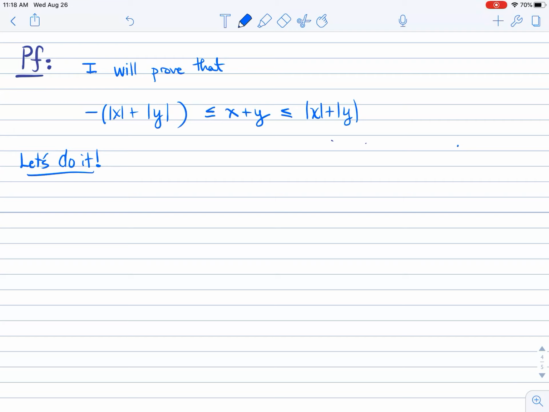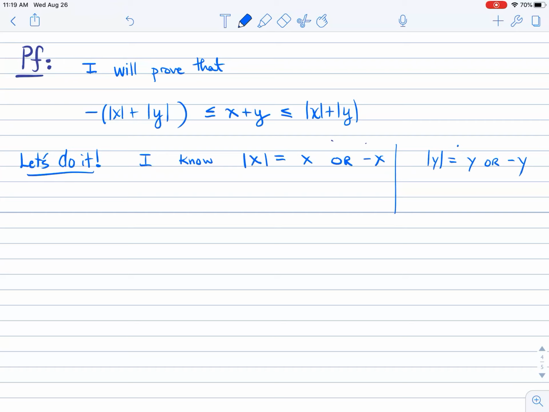So let's see what we know. Well, we know that the absolute value of x is either equal to x or negative x. So the absolute value of x is either itself or it's the opposite. And I know the same thing about the absolute value of y. Right? It's either equal to y or negative y.